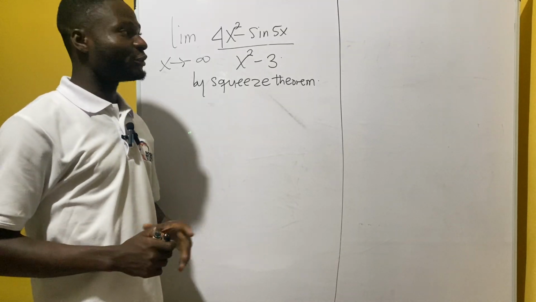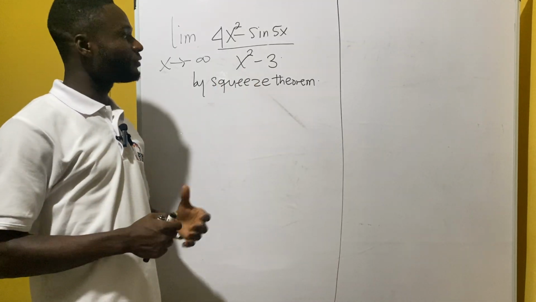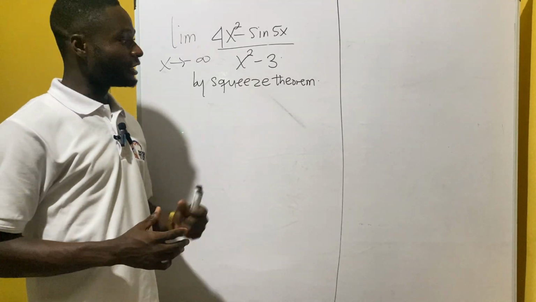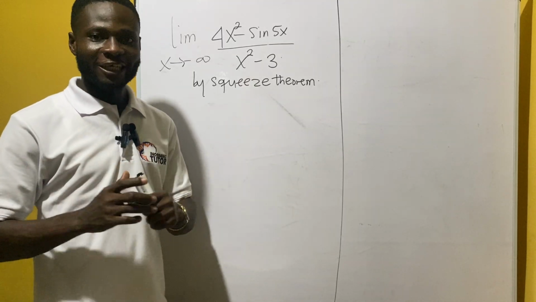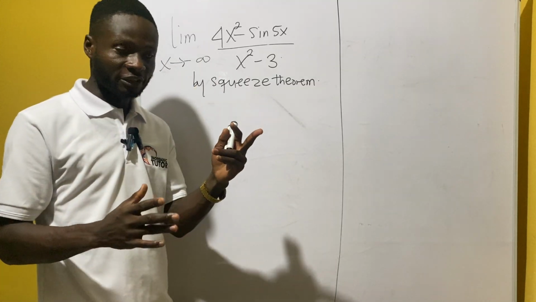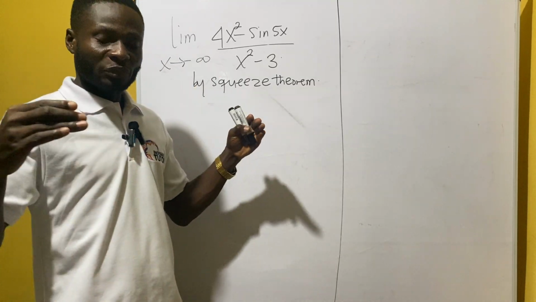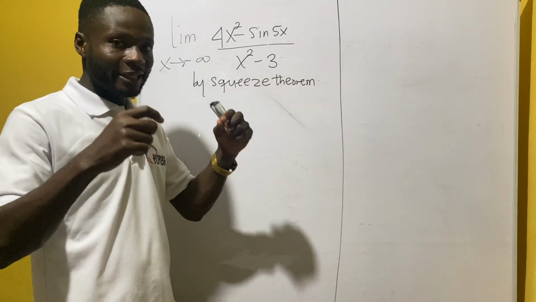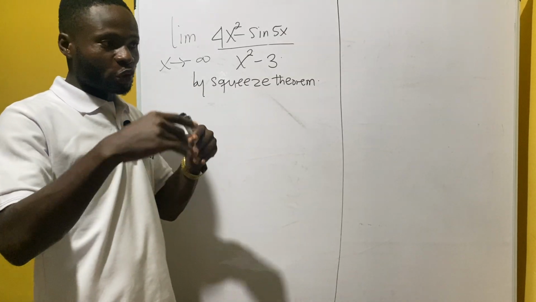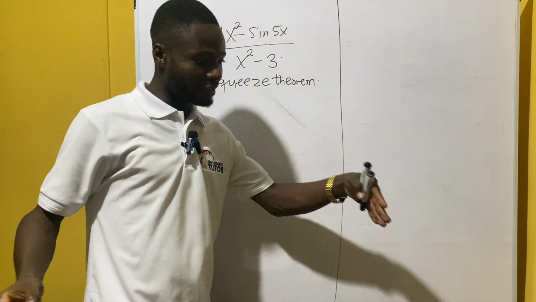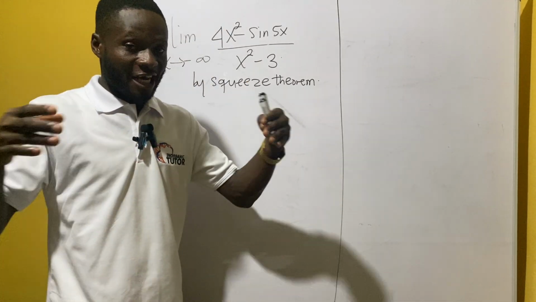Today is another episode. We want to look at how we can solve this particular problem on the board. For this we are going to use the squeeze theorem, or the sandwich theorem. The squeeze theorem is all about three functions, where two of the functions are squeezing one in the middle. So imagine you are in the middle, and this guy is here, this guy is here, and they are squeezing you.